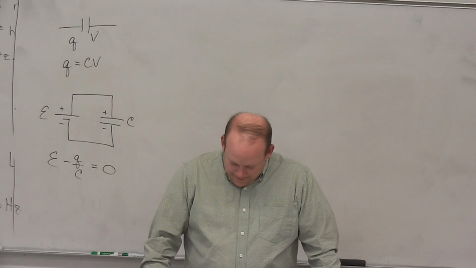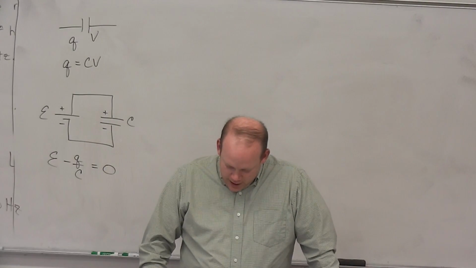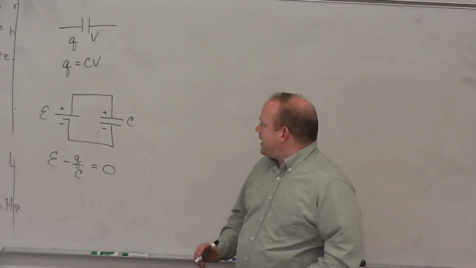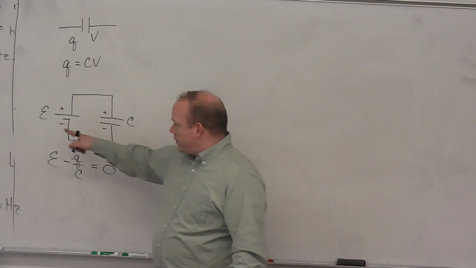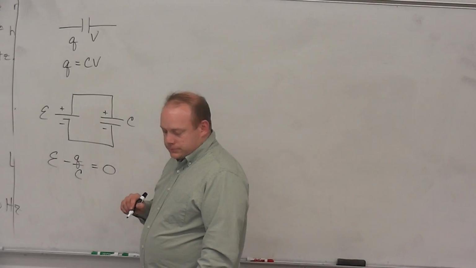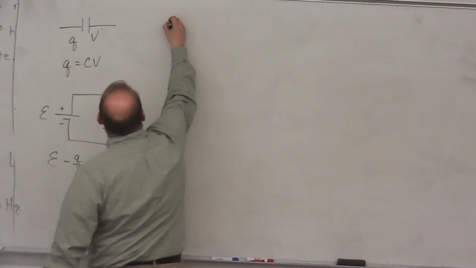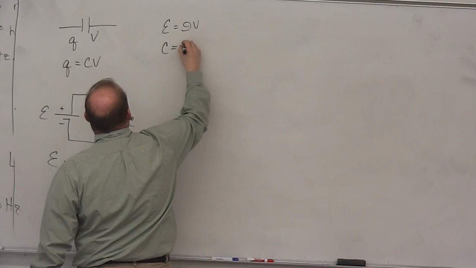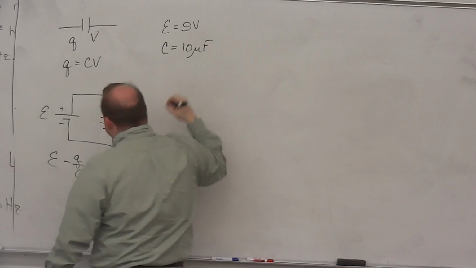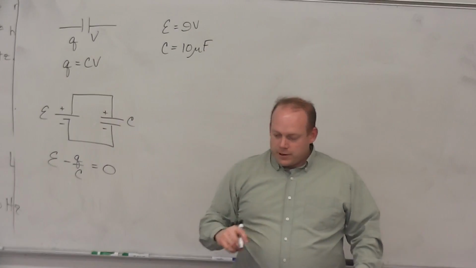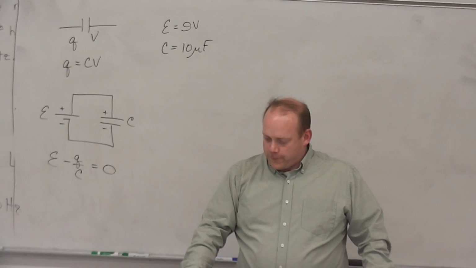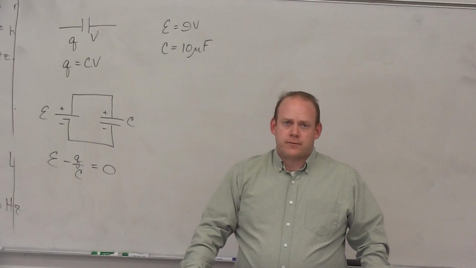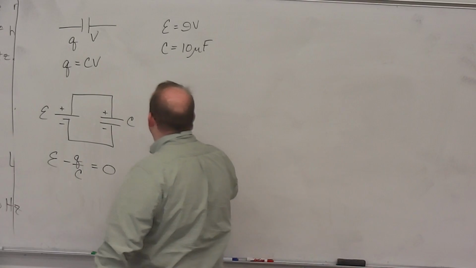Now, for the above circuit, let's say that E is equal to 9 volts and C is equal to 10 microfarads. So we could connect this to a 9 volt battery. That's actually a very decent sized capacitor. A lot of capacitors are in the picofarad range. 10 microfarads is not trivial. Let's see how much charge builds up on here.